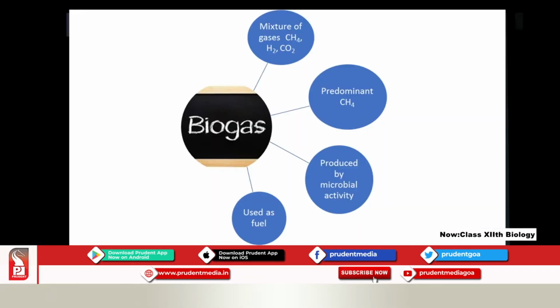Now biogas, students, overall, what is biogas? Please write it down in your textbook. It consists of a mixture of gases: methane, H2 and CO2. In sewage treatment plants, biogas is produced by the treating of the sewage. Please remember that. Biogas is produced during the sewage treatment, and during that time methane, H2S and carbon dioxide are formed. Understood?